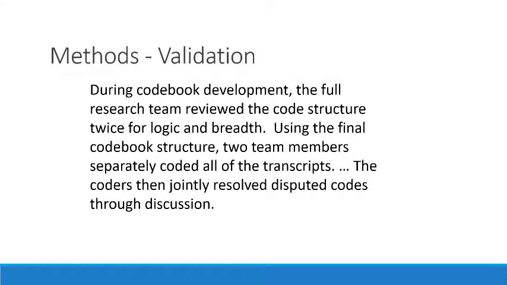The authors are careful to note that validation was done in the form of the team reviewing the code structure twice and 2 team members separately coding all of the transcripts to determine the level of similarity between the two. This is overall a good approach for validating data, especially data that's qualitative in nature. If you can't come to an agreement among 2 reviewers, often you'll have a 3rd member of your research team who can arbitrate between those 2 and come to some sort of agreement on the best way to capture that response.